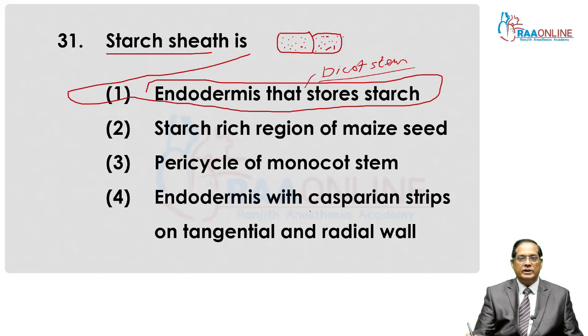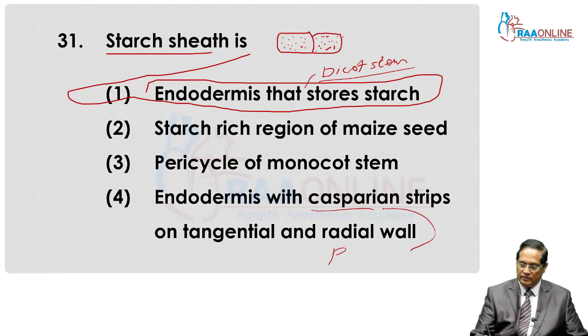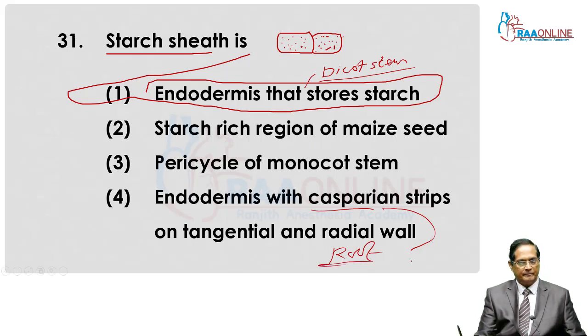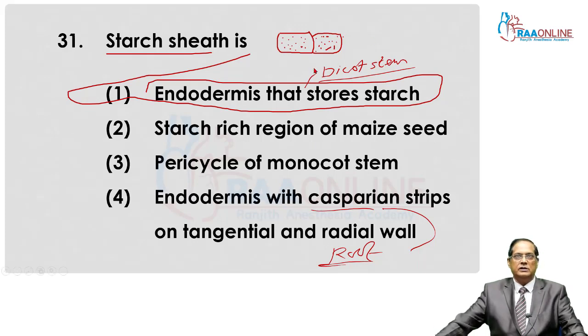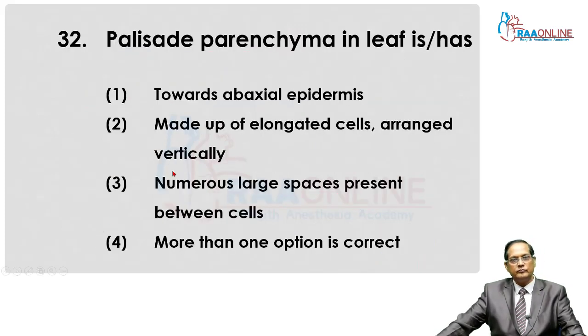Casparian strips are found in roots, of dicot as well as monocot. But endodermis in the form of starchy sheath is found only in dicot stem.